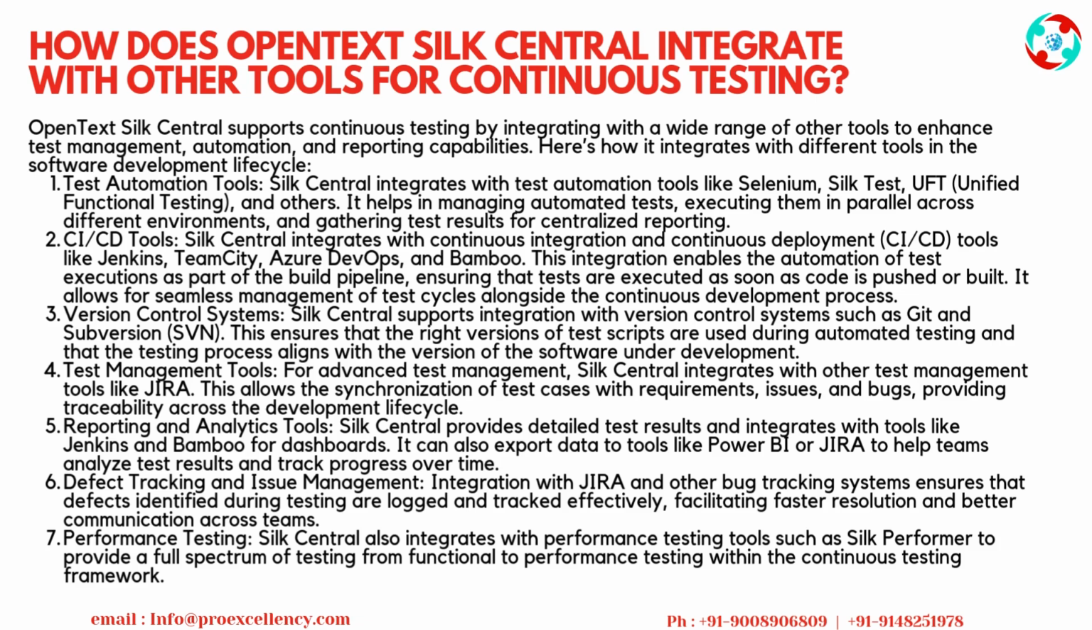Reporting and analytics tools. Silk Central provides detailed test results and integrates with tools like Jenkins and Bamboo for dashboards. It can also export data to tools like Power BI or Jira to help teams analyze test results and track progress over time. Defect tracking and issue management. Integration with Jira and other bug tracking systems ensures that defects identified during testing are logged and tracked effectively, facilitating faster resolution and better communication across teams.